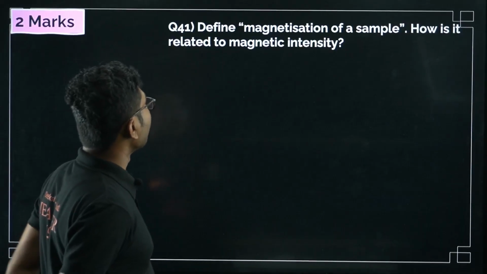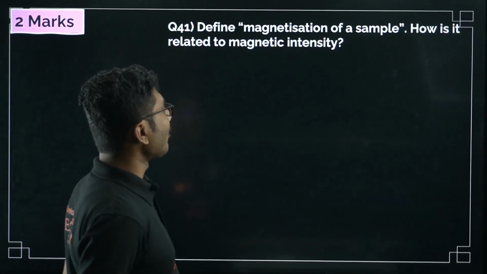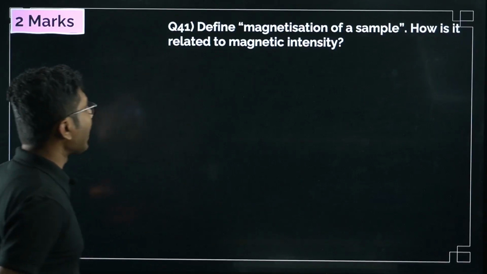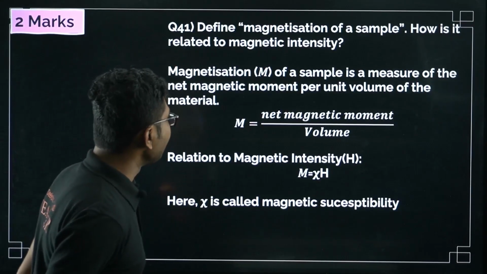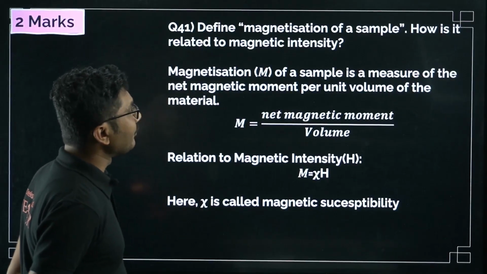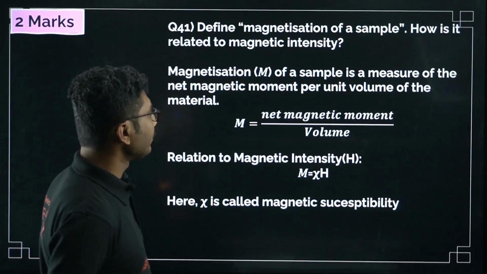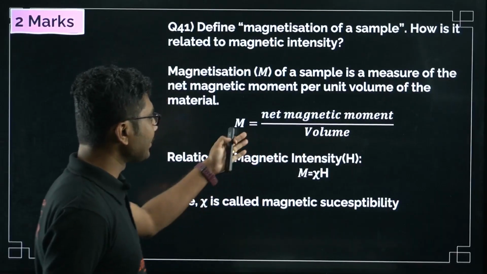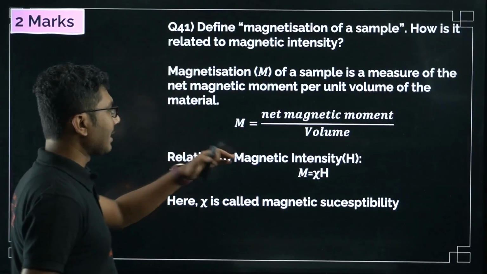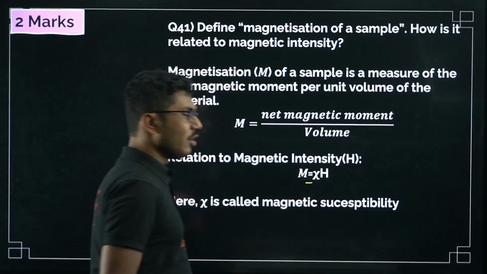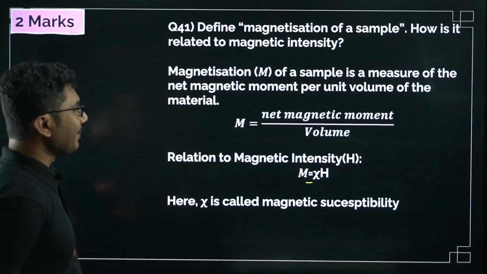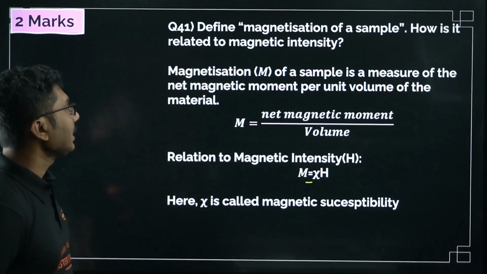Now question number 41: define magnetization of a sample. How is it related to magnetic intensity? So magnetization M of a sample is the measure of the net magnetic moment per unit volume of the material. Net magnetic moment divided by volume. The relationship with magnetic intensity is M equals chi times H. Here chi is called magnetic susceptibility. Easy question.